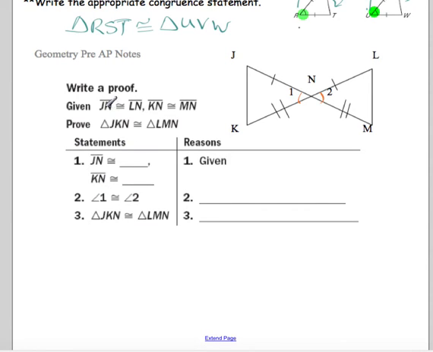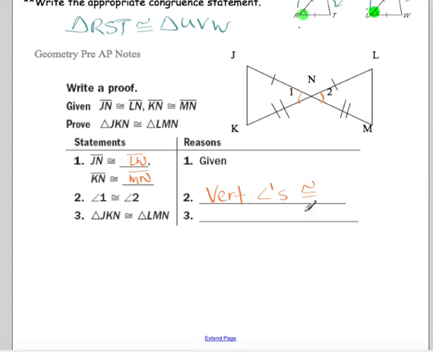Now let's fill in. JN is congruent to LN. That's given. KN was congruent to MN. That's given as well. They've listed those both as the first statement, given. Then they're saying that angle 1 is congruent to angle 2, and I had said that those were because they're vertical angles, and we know that vertical angles are congruent.